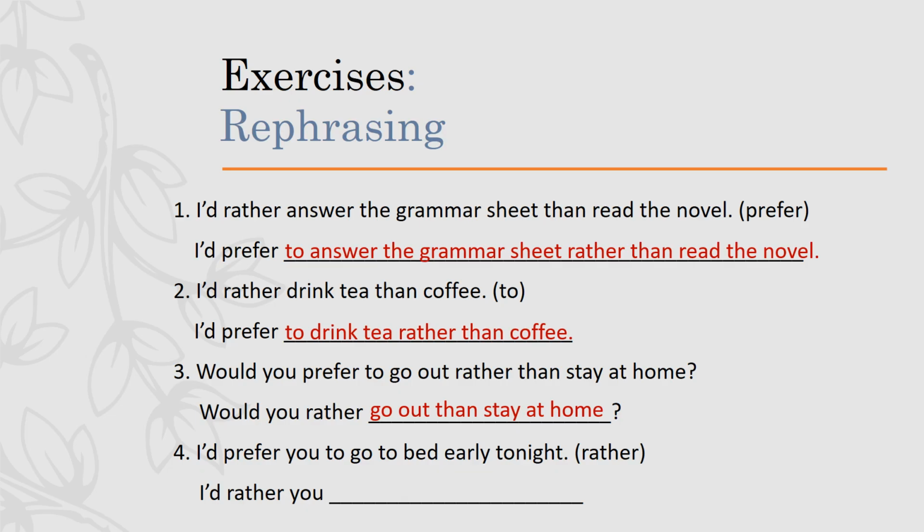Number 4 is a little tricky. Take care. I prefer you to go to bed early tonight. Take care here. I prefer you. I used two subjects. When I use it with rather, it will make a great difference. I'd rather you, do you remember? When I have two subjects and the situation is present, in this case I will say went. I'd rather you went to bed early tonight. I hope it's easy for you.